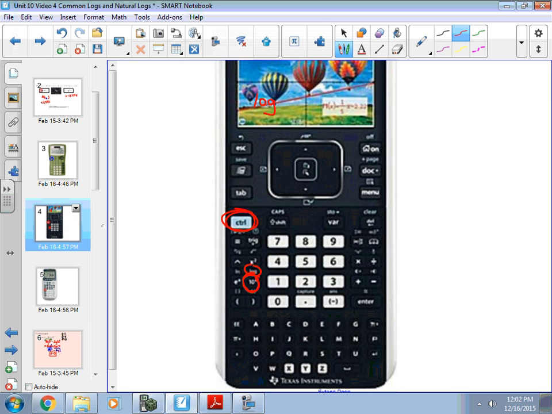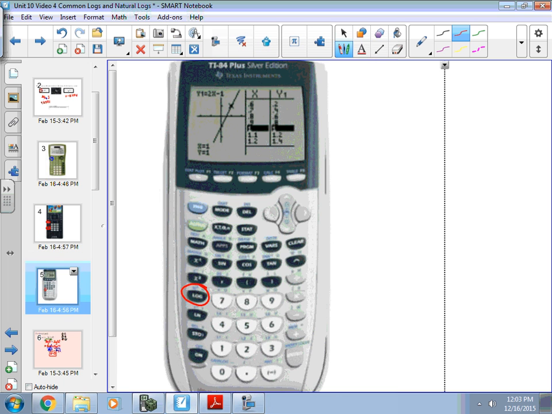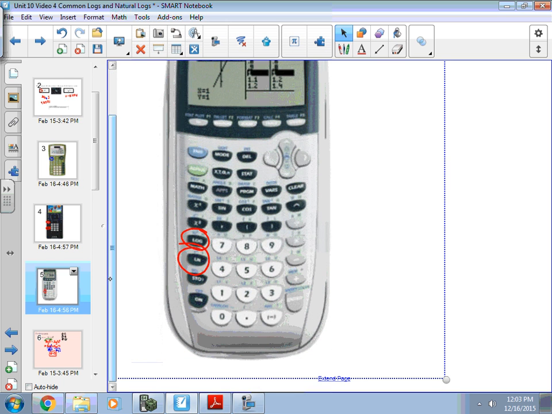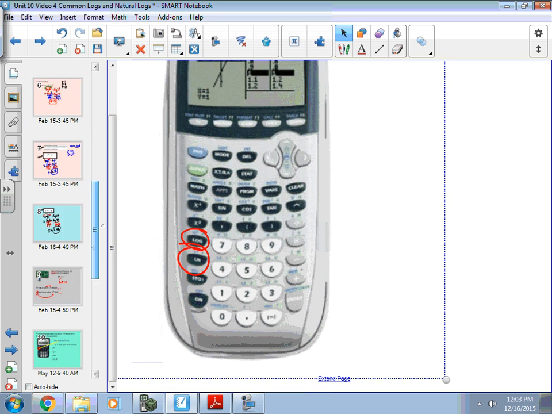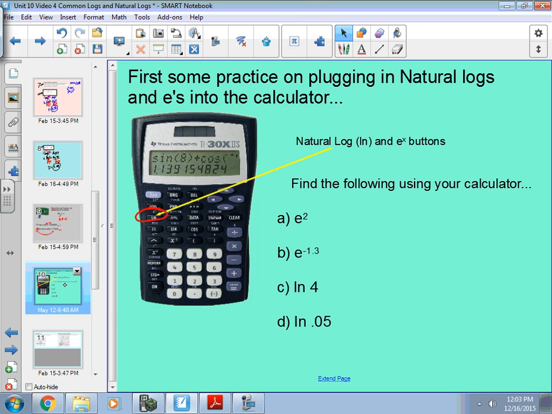You have to hit Control again, and then this button next to where you see the exponential e. ln's right above it, because ln is the opposite of an exponential. Same thing on a TI-83 or 84, there's your ln button there, natural log. So let's try out some natural log problems and see if we can evaluate them here.